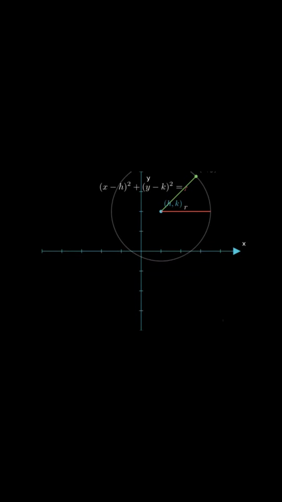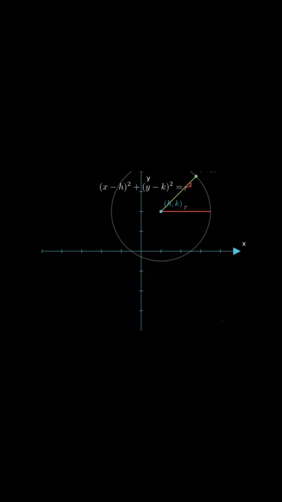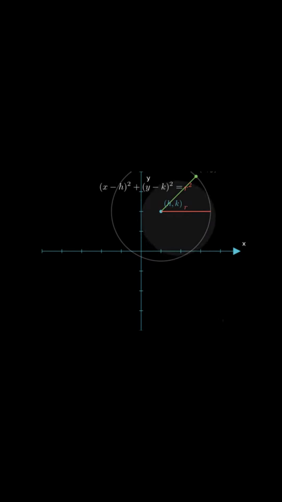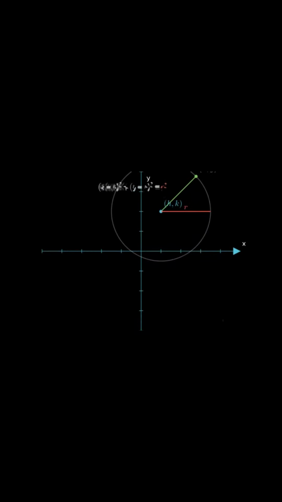Since the distance from the center to any point on the circle equals r, and we've expressed the square of this distance on the left side, the right side of our equation must equal r squared. The Pythagorean distance formula connects the left and right sides perfectly. So our complete equation is (x - h)² + (y - k)² = r².